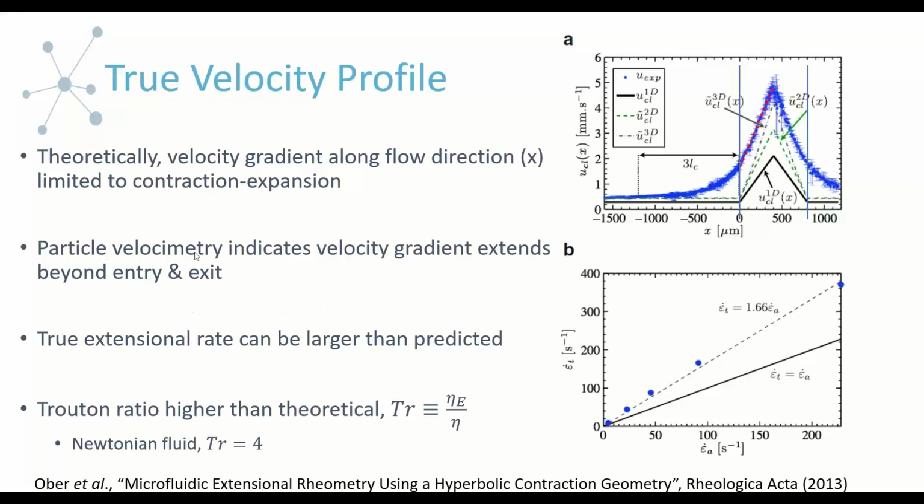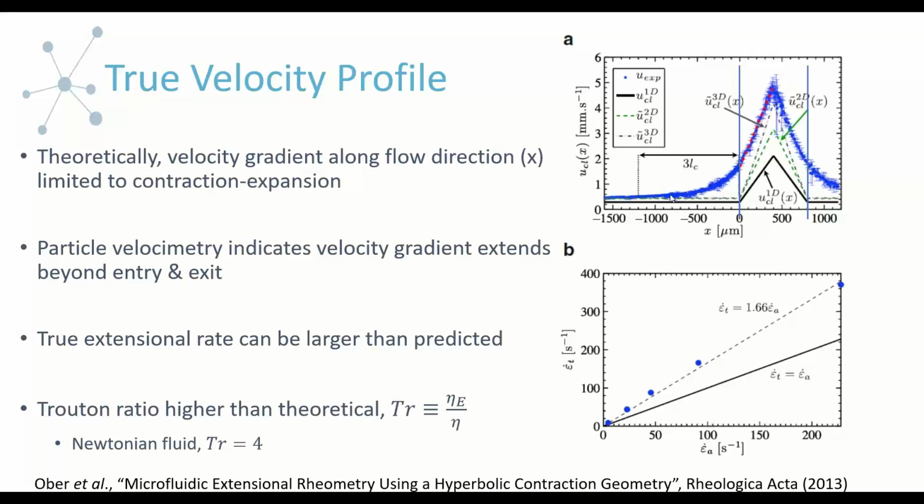However, from the particle velocimetry, it's pretty clear, I think, and the data is the blue data points here. There's quite a few of them, so it looks almost continuous. This is the actual velocity as we move towards the channel and then towards the contraction, and then in and out of the contraction.